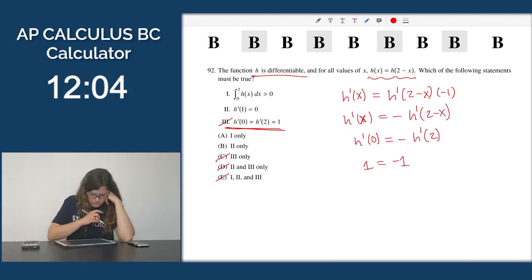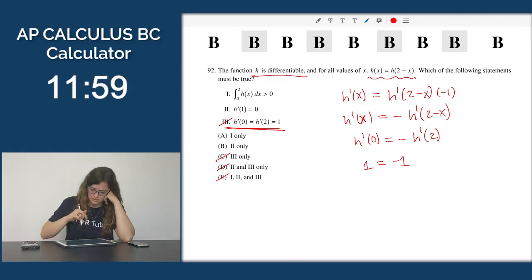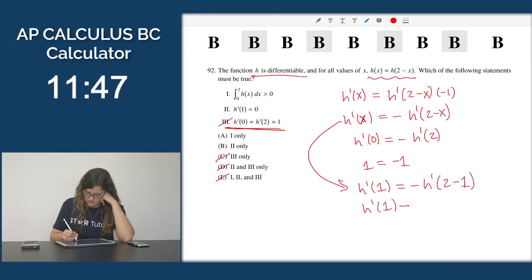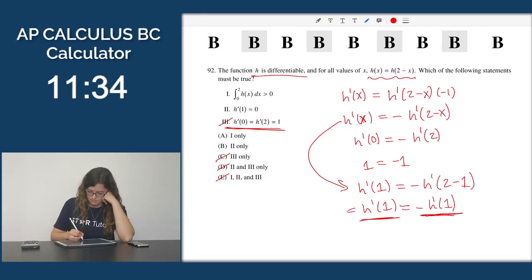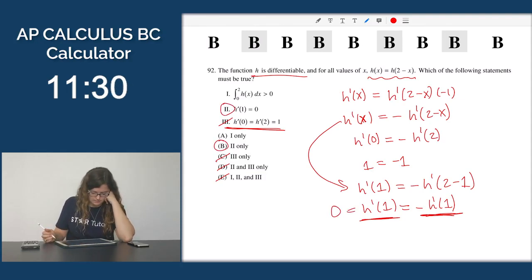So 2 says h prime of 1 is 0. So if I plug in 1, I get h prime of 1 is equal to negative h prime of 2 minus 1, which tells me h prime of 1 is equal to negative h prime of 1. The only way I can have a number equal to the negative of itself is if that number is 0. So yeah, h prime of 1 must be 0. Alright, so I think 2 is the only one that's right. So it's B.